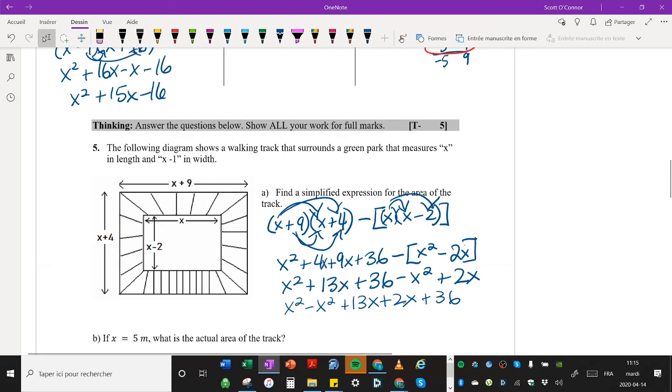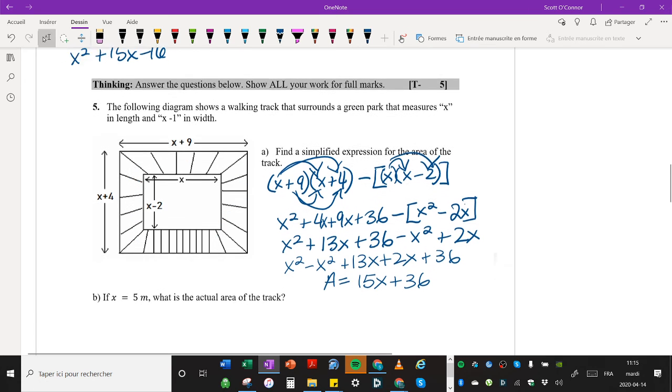x squared minus x squared gives me 0. 13x plus 2x gives me 15x, and 36. So there is the simplified expression for the area of this track here. All right, so the area is equal to 15x plus 36.